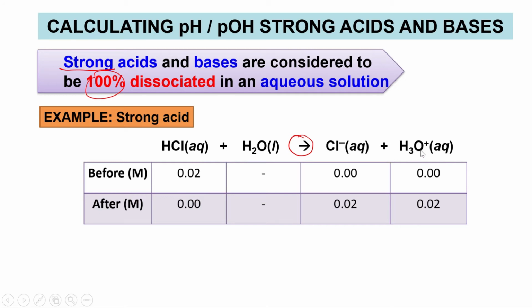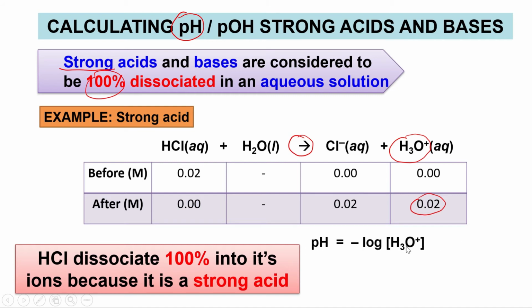So in order to calculate the pH, we must focus on the hydronium ion. Now 1 mole of HCl produces 1 mole of hydronium ion. Therefore, initially we have 0.02 molar of HCl acid, and it is going to produce 0.02 molar of hydronium ion. So just substitute the value of the concentration into this equation, and we are going to get a value of 1.70. Please calculate the pH value up to 2 decimal places.